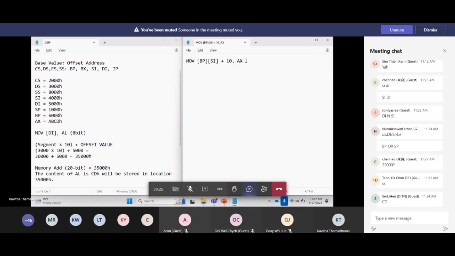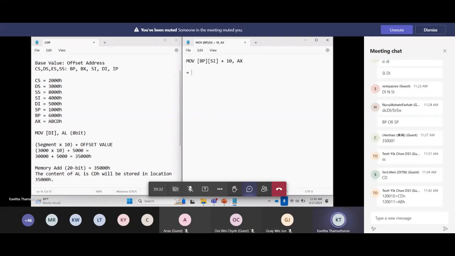Okay, so did you manage to finish this? Can anyone give me your answer? Let's check whether it's correct. It's okay if it's wrong because I know I haven't taught this yet. Anyone would like to try to see if you're correct?